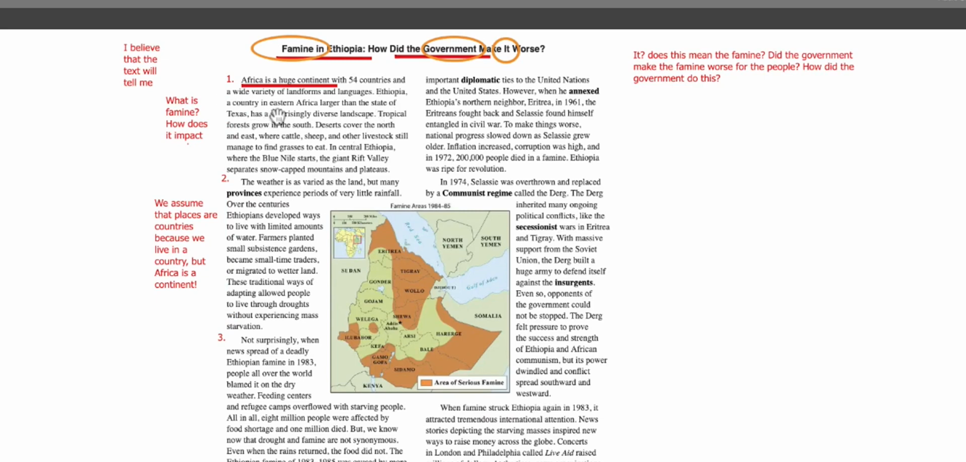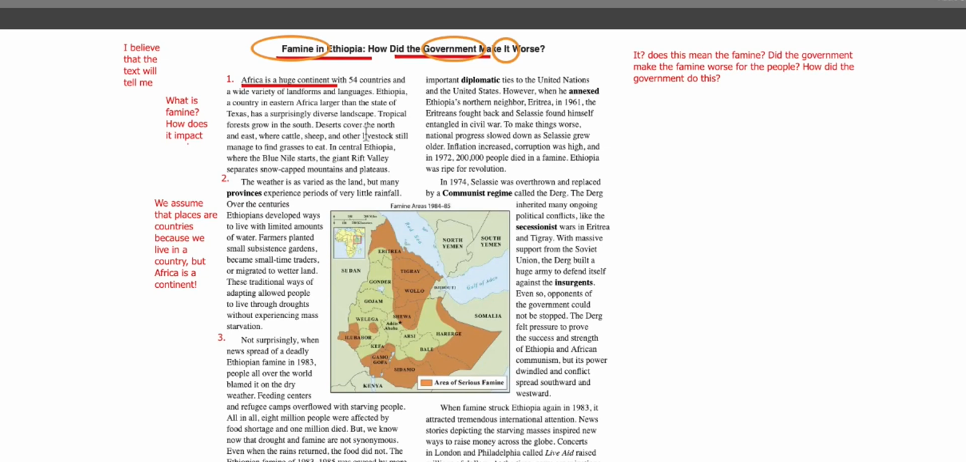Ethiopia, a country in eastern Africa, is larger than the state of Texas, has surprisingly diverse landscape. So Ethiopia is a country and it is larger than the state of Texas. I know Texas is a pretty large state, and they're comparing the size of Ethiopia to Texas. And they're also saying that it has surprisingly diverse landscape.